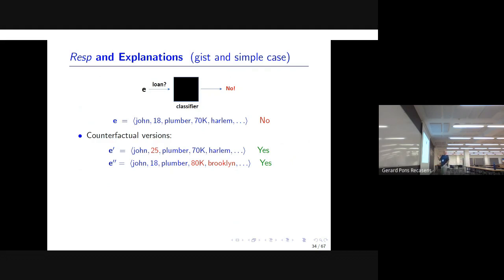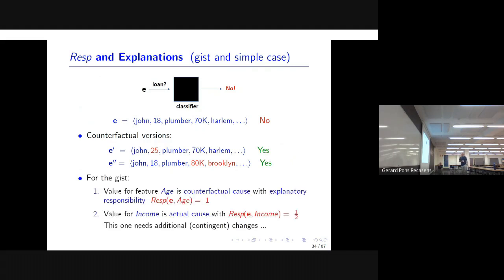Or in the double prime case, I could change the salary, increase the salary, and make him move from Harlem to Brooklyn, and that was yes. This kind of change is changing feature values. Just for the gist, if we think the same way we were thinking this morning, I could say maybe age is a counterfactual cause for the label node that we want to explain, with an explanatory responsibility of one, because by changing only that, age produces a change in the label. In this other case, it seems that I need at least two changes, so I could say maybe this salary has a responsibility of one half for the value of the label for this particular guy, because it needs an additional change, for example, moving him to Brooklyn.